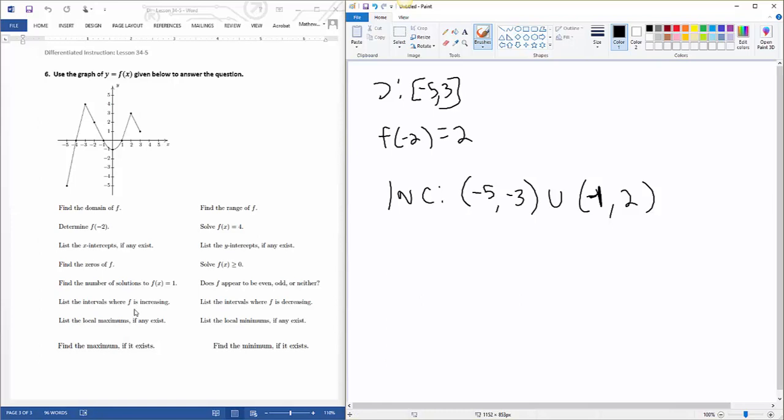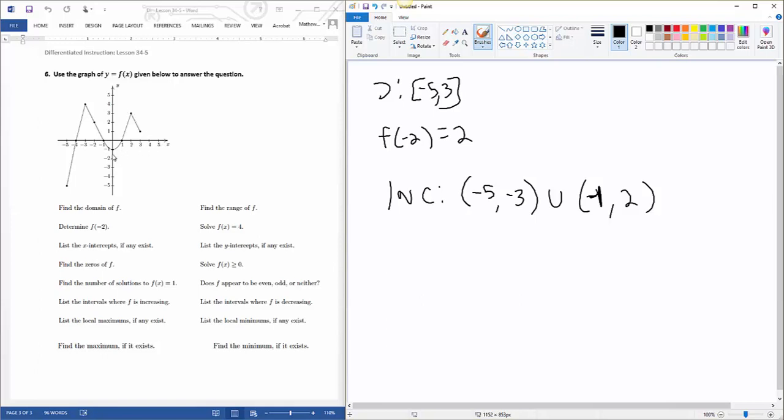Local maximums mean any single time that you have basically a peak on your graph, to where on the left side and the right side you can definitively say on an interval that this is the highest value. I can keep going up and up and up, and then I can't go up anymore on both sides. So my local maximums would be 4 and 2.